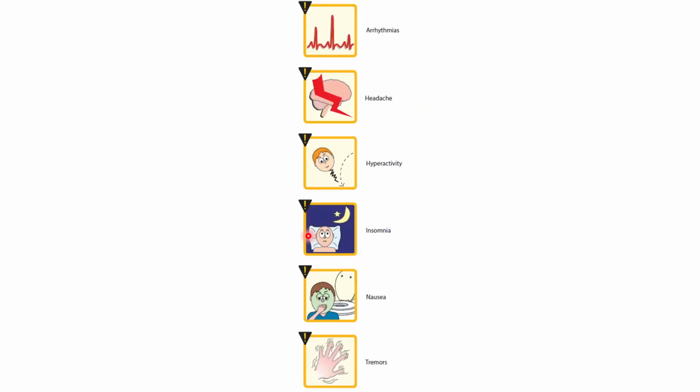Adverse effects of these drugs include arrhythmias, headache, hyperactivity including insomnia, and also nausea and tremors in high doses. Insomnia is also in high doses, so most of these side effects are seen in high doses.